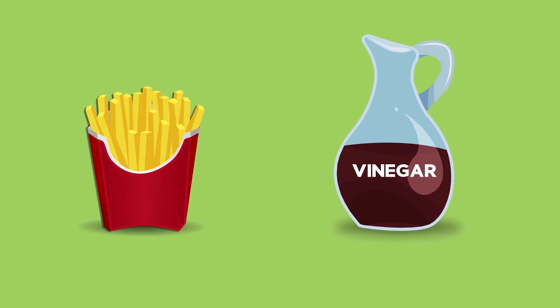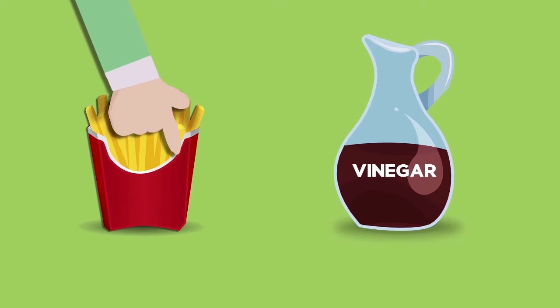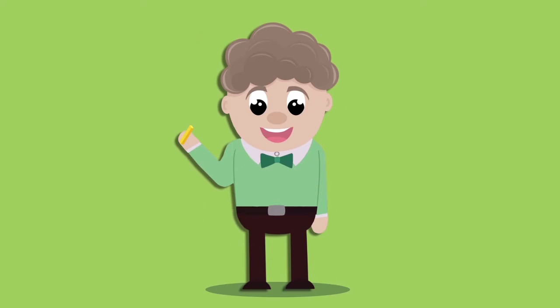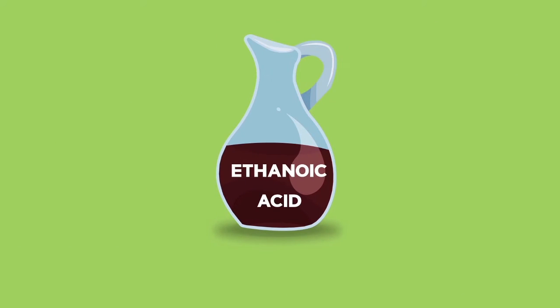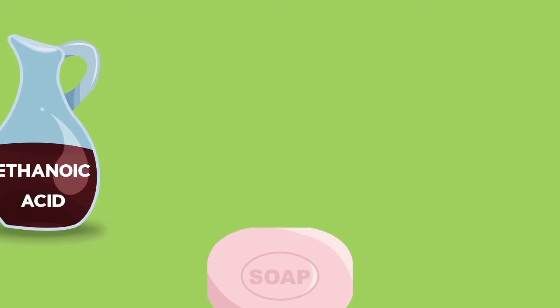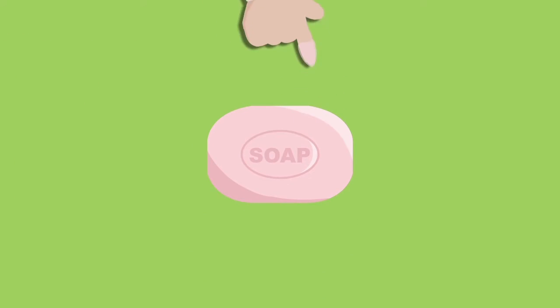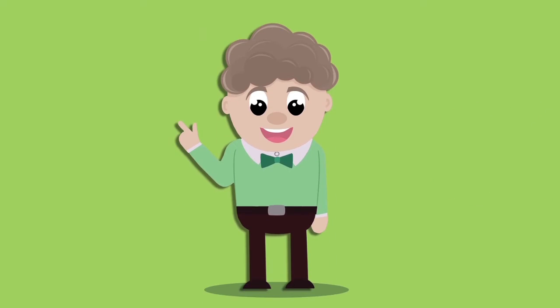Acids are sour-tasting substances. Vinegar sprinkled on chips gives them a deliciously sour taste. Vinegar contains ethanoic acid. On the other hand, bases taste bitter. Have you ever tasted soap or sodium bicarbonate?